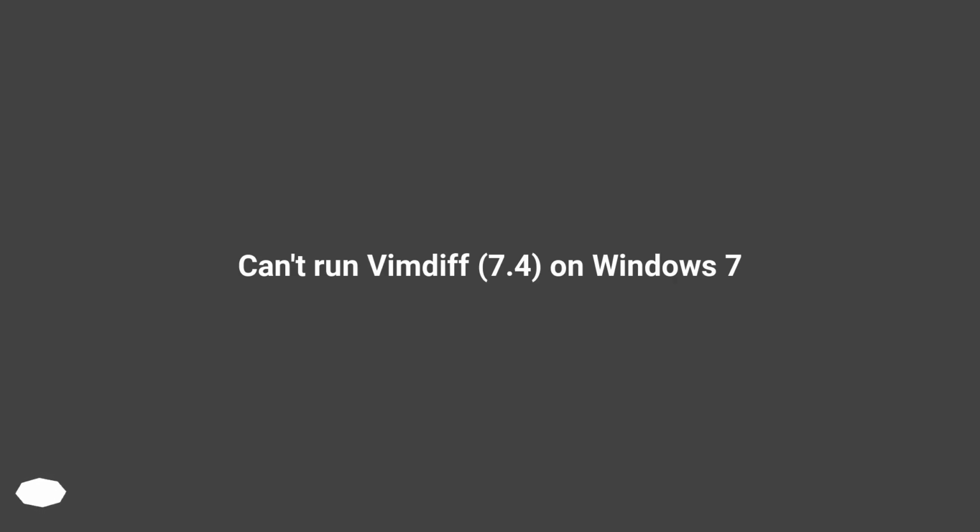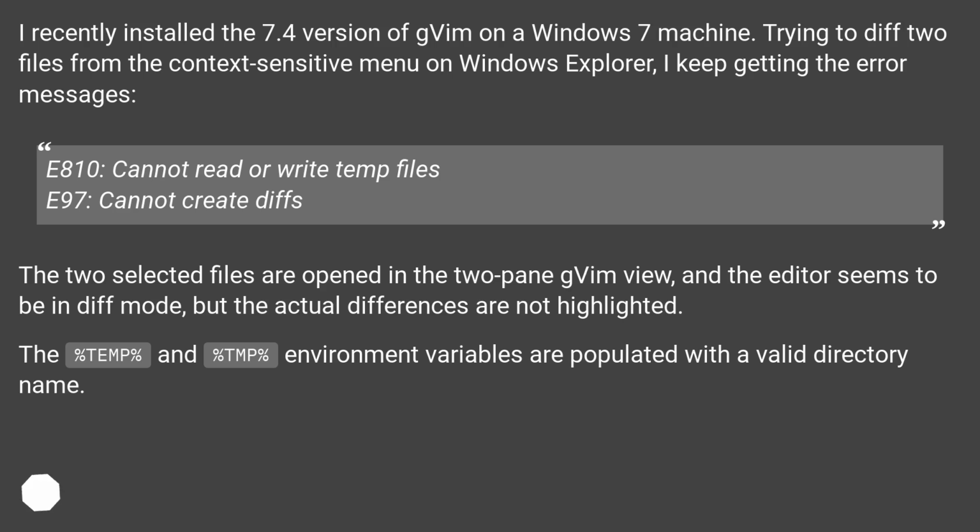Can't run Vimdiff 7.4 on Windows 7. I recently installed the 7.4 version of gvim on a Windows 7 machine. Trying to diff two files from the context-sensitive menu on Windows Explorer, I keep getting the error messages.